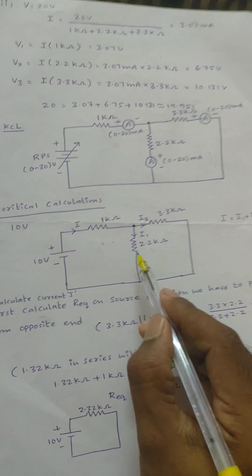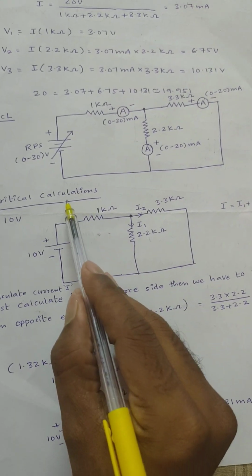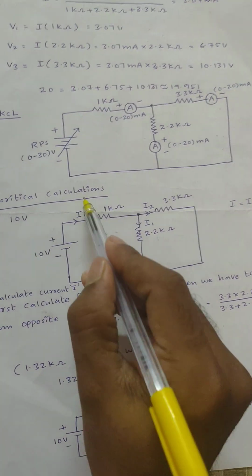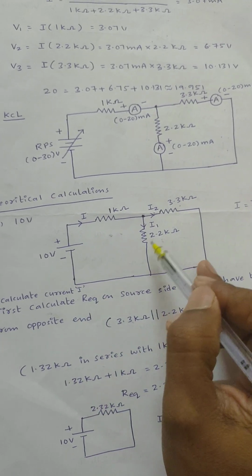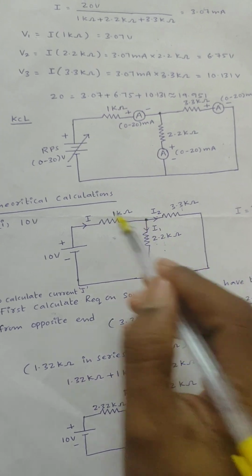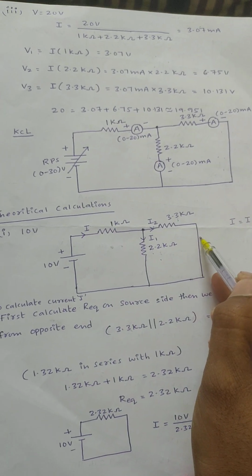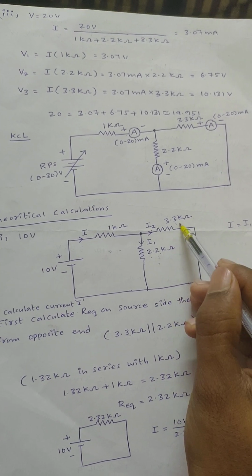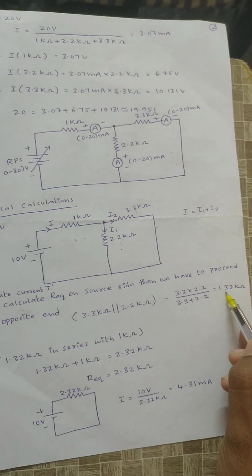Now, to calculate these currents by using the equivalent resistance method, from the source side I first need to calculate the equivalent resistance, right? Here 3.3 kilo ohm and 2.2 kilo ohm are connected in parallel. Then I have to proceed from the opposite end, this side. Here 2.2 kilo ohm and 3.3 kilo ohm are connected in parallel, so the resultant value will be 1.32 kilo ohm.